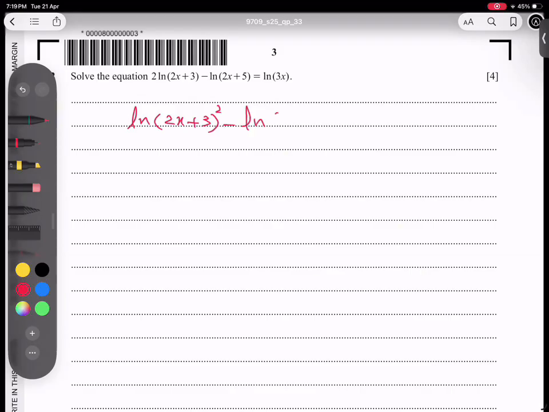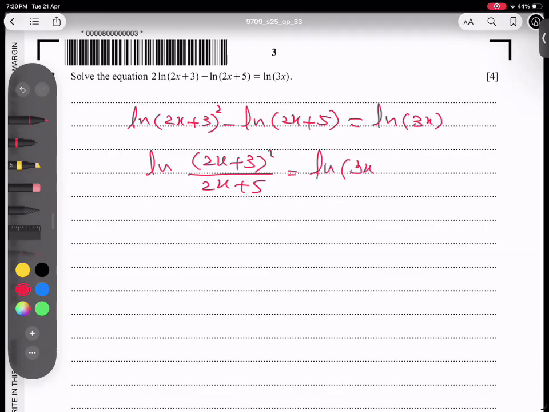Negative log. This is the first property of logarithm I applied. The rule is any number before a logarithm can go in the power of the function after the logarithm. So the negative sign, I can divide them. So (2x plus 3) whole squared divided by (2x plus 5) equals log of 3x. Now I'm eligible to cancel log from both sides. Now I'm going to expand the power 2 on the top. Squaring identity: first term squared is 4x squared, second term squared is 9.